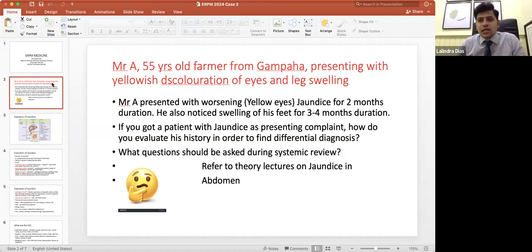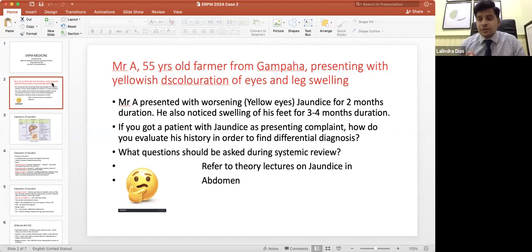Right. You're not going to get carried away with those minor symptoms. You're going to focus on what's your main focus? The yellowish discoloration of sclera. So a good, intelligent medical student should understand this is the main problem. It is not myalgia or arthralgia. It is the jaundice. It's the yellowish discoloration of sclera and leg swelling.